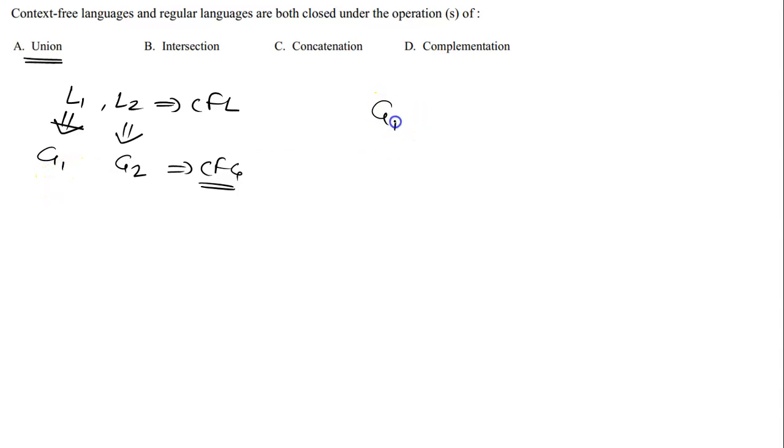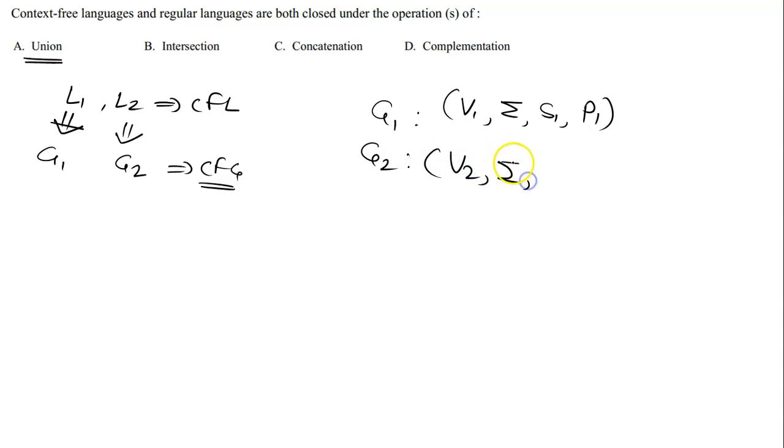So let's assume that G1 has the set of non-terminals V1, the set of terminals is, let's assume, sigma, the start symbol is S1, and the set of productions is P1. And let's assume G2 has the set of non-terminals V2, the set of terminals is the same sigma, our alphabet, the start symbol is S2, and the set of productions is P2.